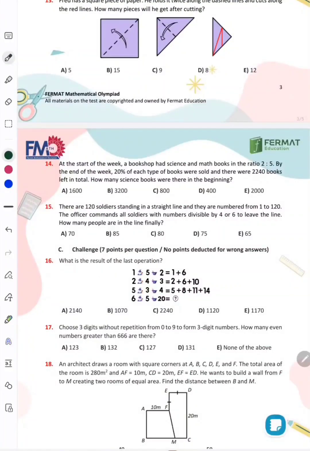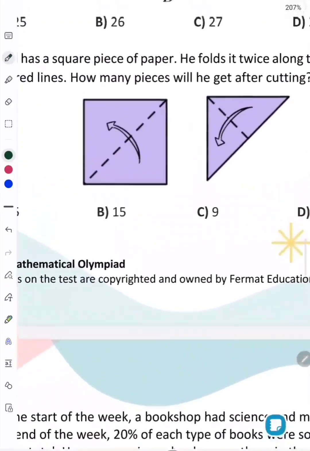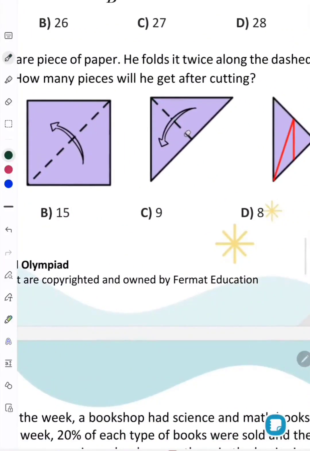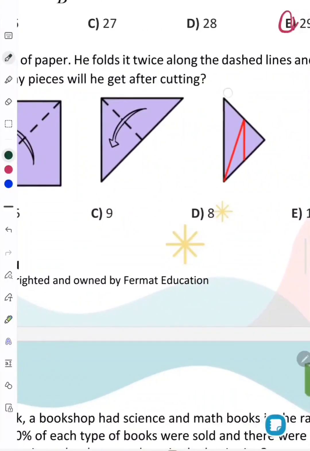Question number 13. Fred has a square piece of paper. He folds it twice along the dashed lines and cuts along the red lines. How many pieces will he get after cutting? Okay, this is our original piece of paper. The first line we fold along is this one. The second line we fold along is this one, and then we cut.